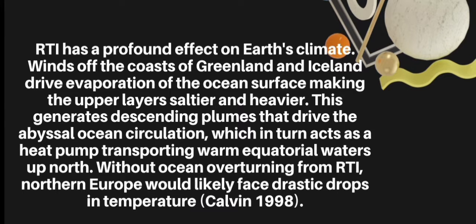This RTI has a profound effect on the Earth's climate. It's because the winds off the coast of Greenland and Iceland drive evaporation of the ocean surface, making the upper layers saltier and heavier. That means the heavier fluid is going to sink slowly down. Also, they generate descending plumes that drive the abyssal ocean circulation, which in turn acts as a heat pump transporting warm equatorial waters up north. Without ocean overturning from RTI, northern Europe would likely face drastic drops in temperature, or the northern temperature would not be balanced.